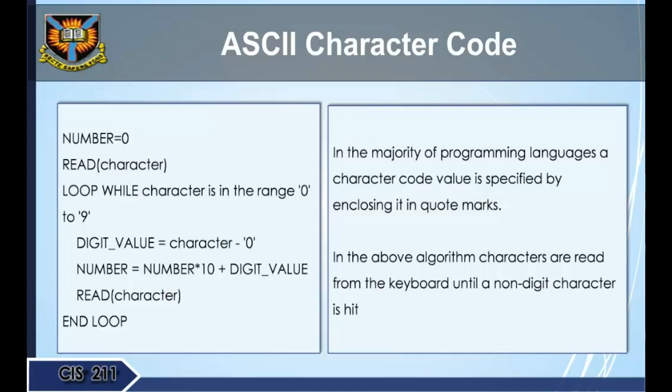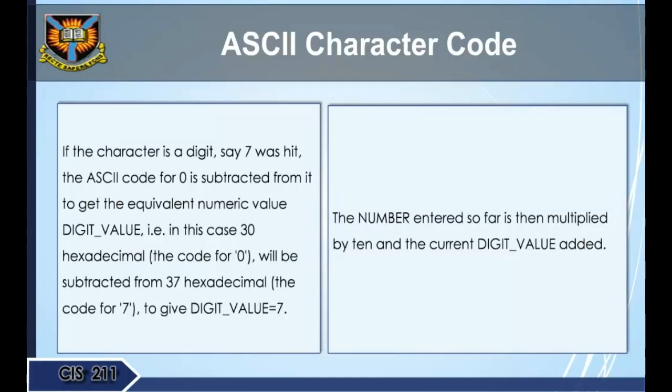In the above algorithm, characters are read from the keyboard until a non-digit character is hit. If the character is a digit, say 7 was hit, the ASCII code for 0 is subtracted from it to get the equivalent numeric value, digit_value. That is, in this case, 30 hexadecimal, the code for 0, will be subtracted from 37 hexadecimal, the code for 7, to give digit_value equal to 7. The number entered so far is then multiplied by 10 and the current digit_value added.